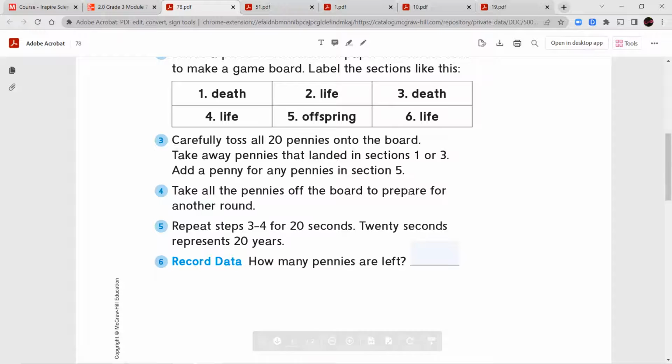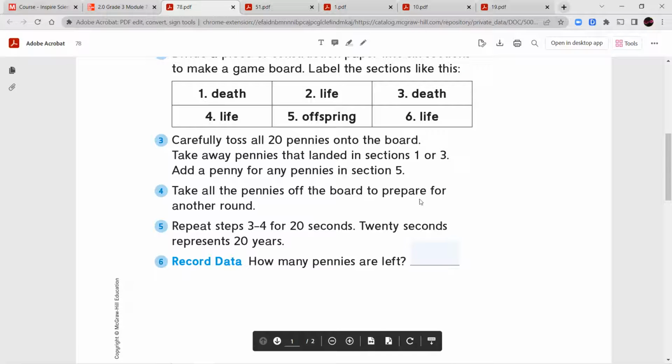Now you're going to carefully toss or drop the pennies onto the board. And you're going to take away any pennies that landed in sections 1 or 3. If it lands in section 1 or 3, you're going to take those pennies out, and you're not going to be able to use them anymore for the next round. You're going to add a penny for any pennies that land in section 5, because section 5 is titled offspring. So if you had 2 pennies land there, you're going to add 2 more pennies to your pile.